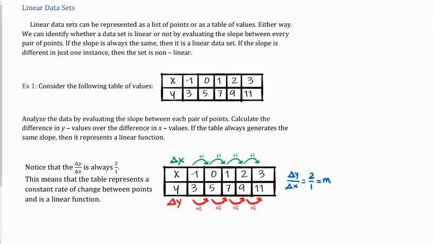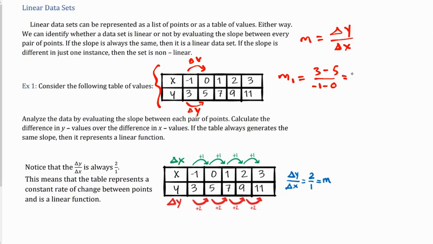So example 1 gives us this table to consider. And we can analyze this data by calculating the slope between each pair of points. So remember, slope is equal to the change in y values over the change in x values. So we can look at this first instance, and we see that the first change in y would be 3 minus 5, and the first change in x would be negative 1 minus 0. So this will give us our first slope.